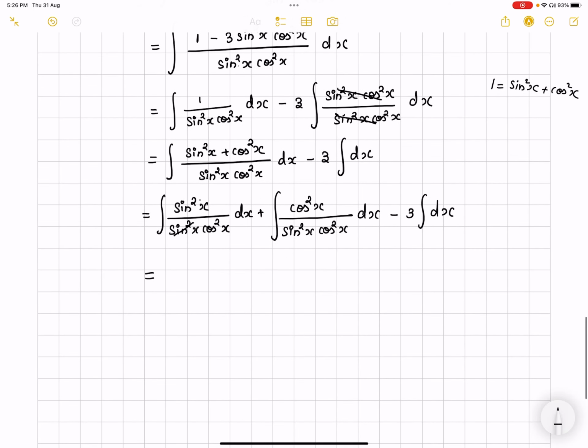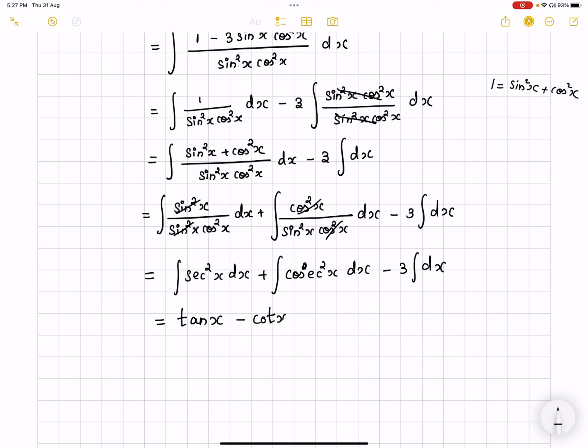And now what happens? This one gets cancelled and cos square gets cancelled. Here sine square gets cancelled. I'm having integral 1 by cos square, which is nothing but integral secant square, right? This is gonna be integral secant square x dx. And 1 by sine square is nothing but cosecant square x dx minus 3 integral dx. Now we have a formula for secant square, cosecant square and all. So together it is gonna be tan x minus cot x minus 3x plus c.